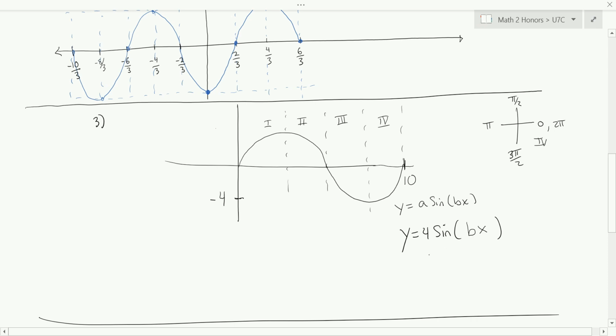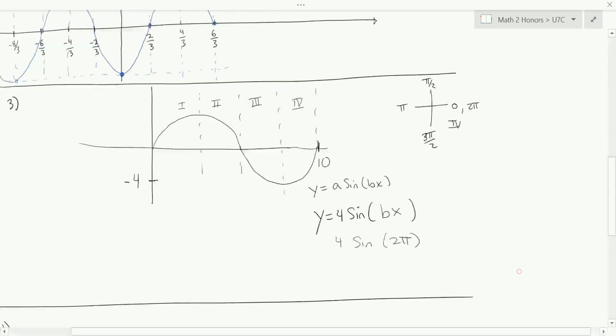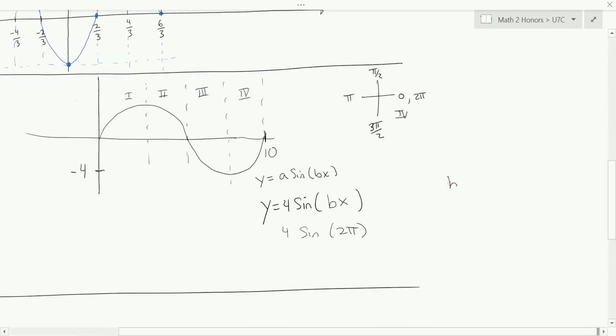So I know I want 4 sine of 2 pi, right? Because that's where we're at. And so I'm going to take bx and set it equal to 2 pi. And that's going to help me solve for b. So bx equals 2 pi. And what's x at that point? I'm going to plug in 10 for x. So b times 10 equals 2 pi. And divide by 10, you get b is 2 pi over 10.